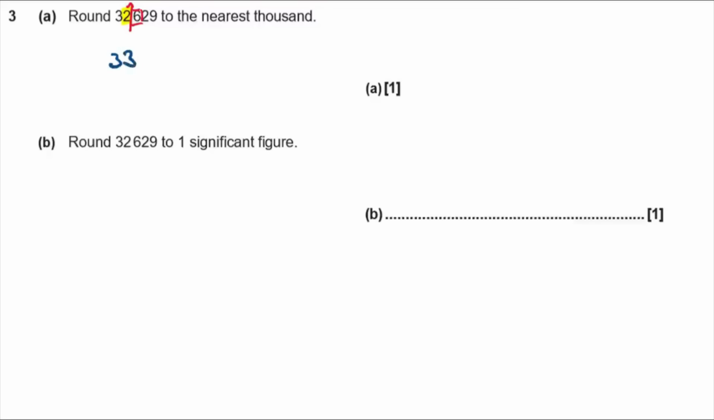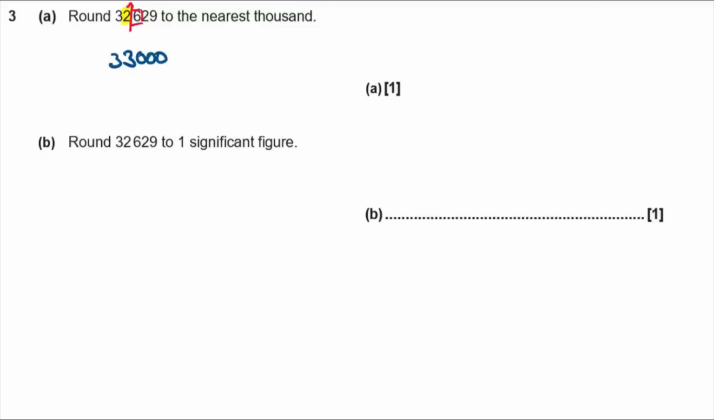Now 33 is not a good estimate of 32,629. My rounded number has to have the same magnitude. That 3 at the beginning was tens of thousands, so we need to make this number tens of thousands again just by adding some extra zeros on the end. Okay, so just check your answer is the same magnitude as what it was to start with. 33,000.